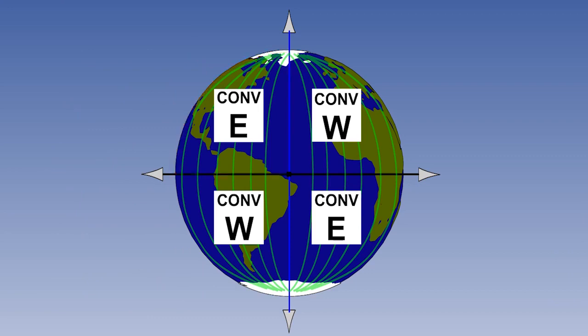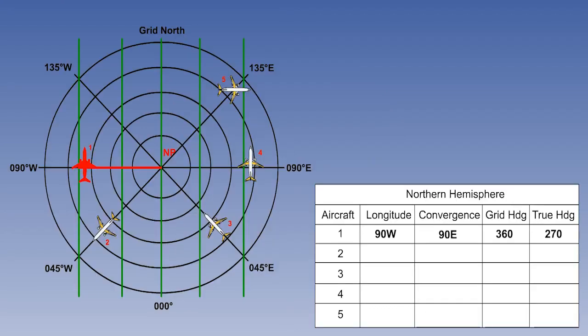If we're west of the datum in the northern hemisphere, convergence is east. Convergence east, true least. Therefore, true heading should be 90 degrees less than the grid, which it is. Both the convergence formula and the diagram give the same answer.